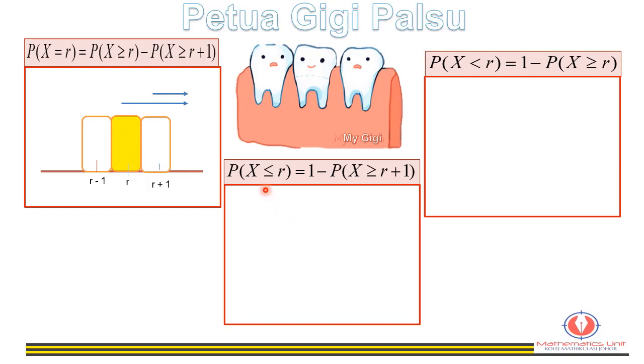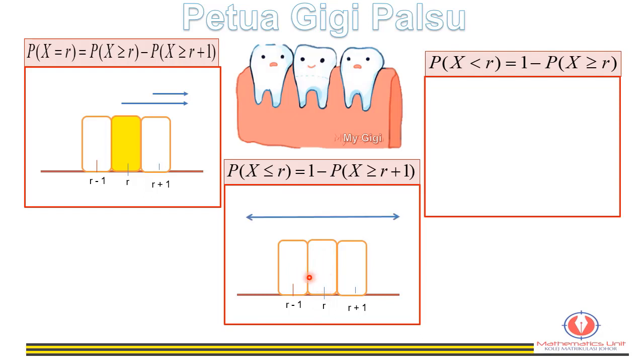For the second formula is the x less or equal than r. That means I'm going to include my r here. So this is why I will use the total probability 1, subtract with the probability x greater or equal than r plus 1. So I'm going to subtract here, and I'm going to remain the probability which is less or equal than r.